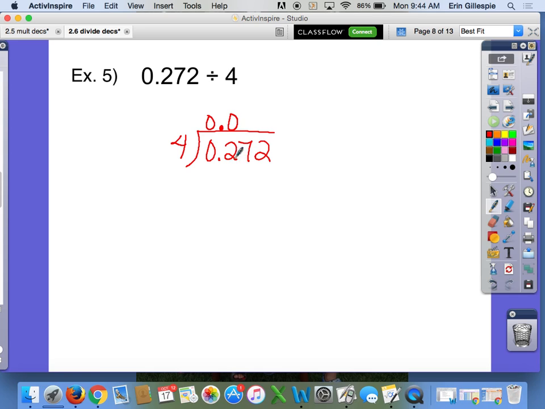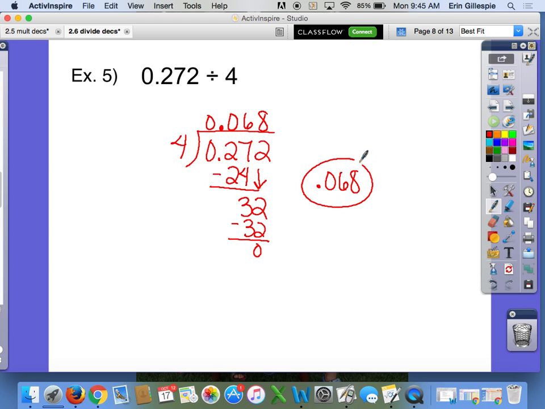Now does 4 go into, remember we're treating this like 27? Yes, it does. 4 goes into 27 6 times. 6 times 4 is 24. 27 minus 24 is 3. We're going to bring down that 2. 4 goes into 32 8 times. 4 times 8 is 32. We get 0, and we're out of numbers in our dividend. So that's our answer. But that 0 was really important. Without it, with an X, we might think that the answer was 68 hundredths, and it's not. It's 68 thousandths. Now you can write your answer like this, or you can put that 0 that goes before the decimal. Both are okay.